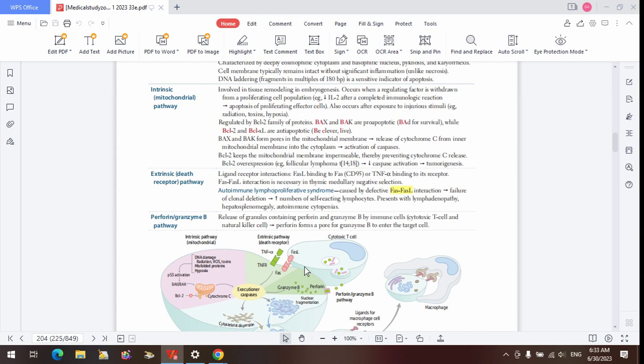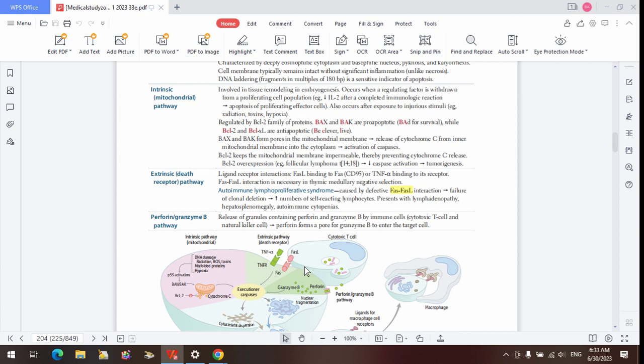In addition to that, because they can recognize self-antigen, because normally they should have been eliminated through the FAS ligand interaction. But because that interaction doesn't happen, there's a problem with the FAS component of the receptor coupling. So that interaction doesn't happen. There's no way you can eliminate those self-reacting lymphocytes.